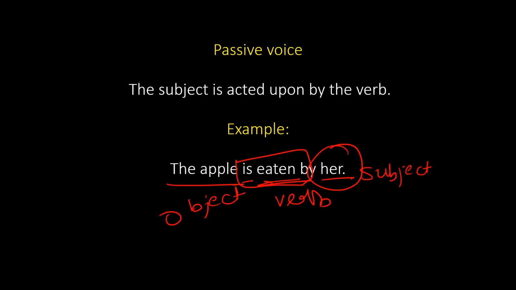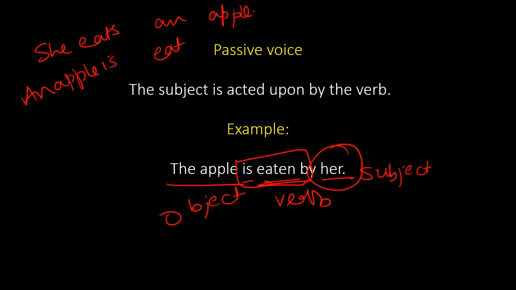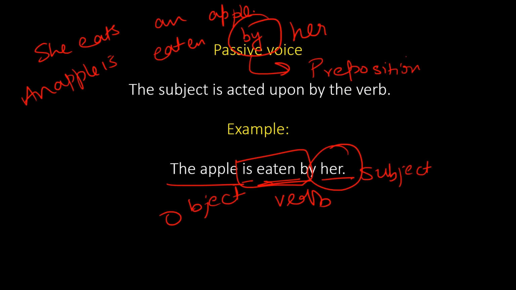I know you find a little difference in this sentence: the active voice was she eats an apple, but when we convert it into passive voice, it becomes an apple is eaten by her. So if you notice here, by is a preposition that is added in the passive voice. That's correct. You always need a preposition to end a sentence in the passive voice. Don't worry, we have upcoming slides to make you understand it more clearly.